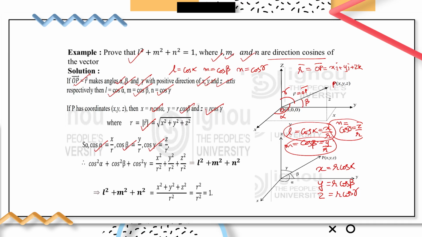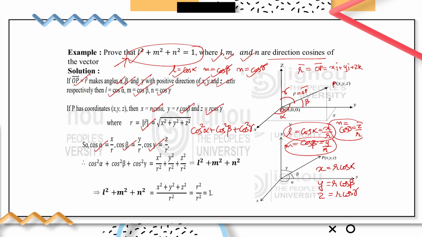And we need to prove L square plus M square plus N square is equal to 1. And we know that L is equal to cos alpha, M is equal to cos beta, N is equal to cos gamma. So, in order to prove L square plus M square plus N square is equal to 1, let's square and add: cos square alpha plus cos square beta plus cos square gamma.